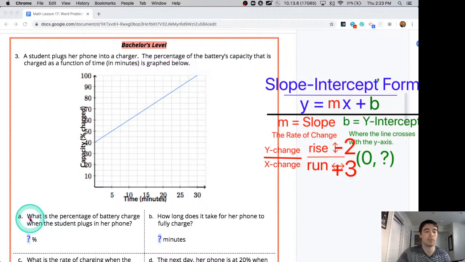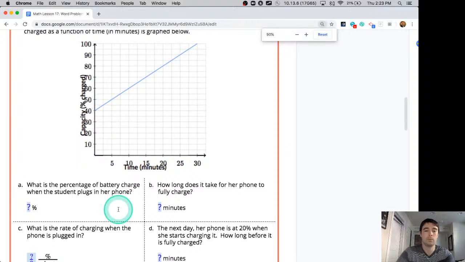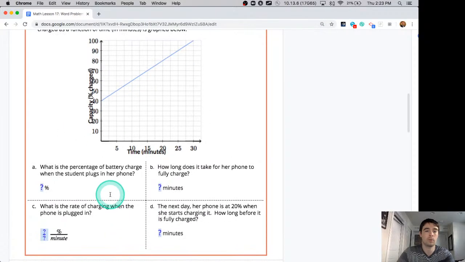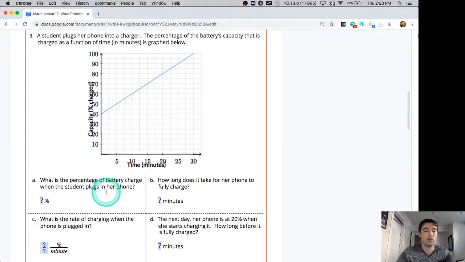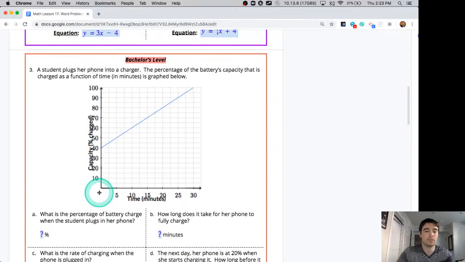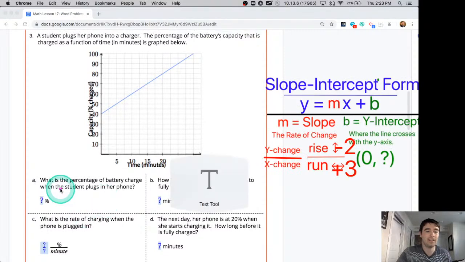Question A, our first part, says to us, what is the percentage of battery charge when the student plugs in her phone? I'm going to zoom out just by one so we can see all four problems while we start marking this up. Okay, so I'm going to put this first one, we'll call this part A, we'll call that the red part. And here I'm going to say, what is the percentage of battery charge when the student plugs in her phone? That's really our first question.